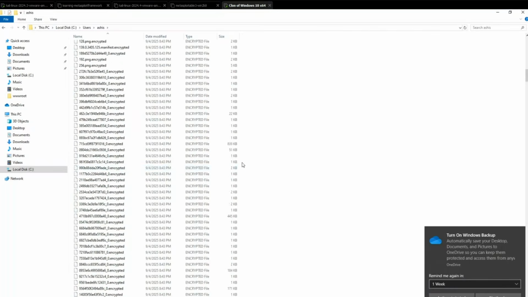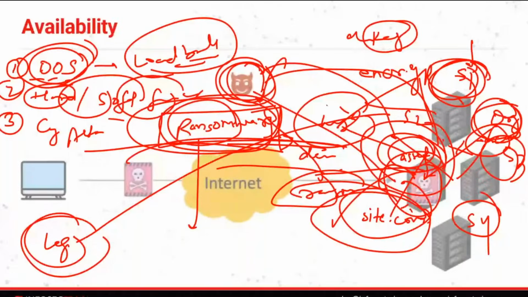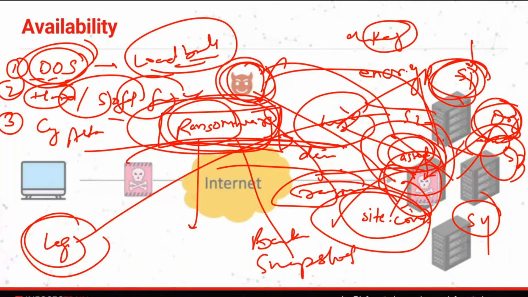Correct, Reggie. What we can do here is we can have backups. We can have snapshots of that system. Periodically, we'll be backing up our asset. So in case of a ransomware attack, if our asset gets encrypted, we can restore our asset from this backup.